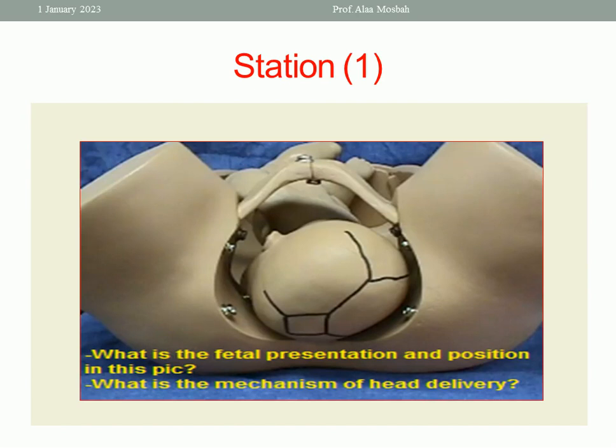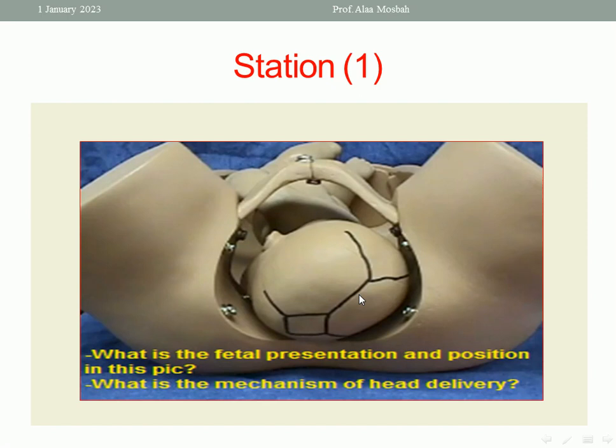Station 1, look to this picture, please, and answer the first question. What is the fetal presentation and position in this picture? As regard the fetal presentation, this is vertex presentation. This is two parietal bone, anterior fontanelle, posterior fontanelle, occiput. This is vertex presentation, okay?